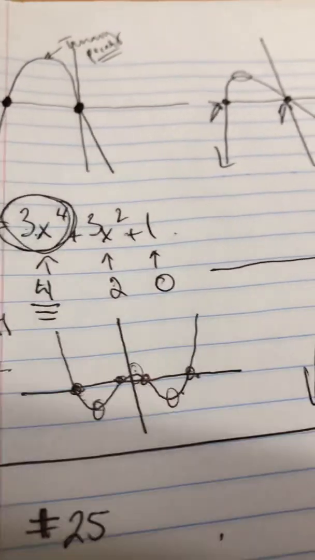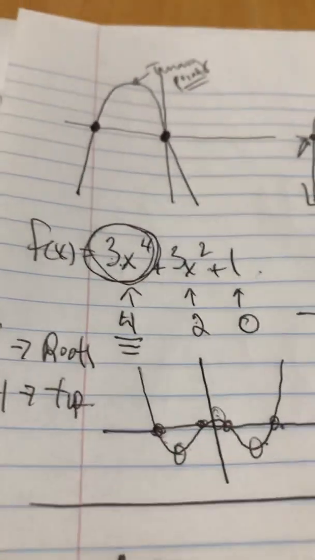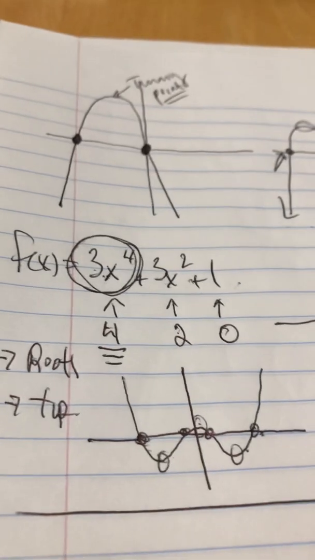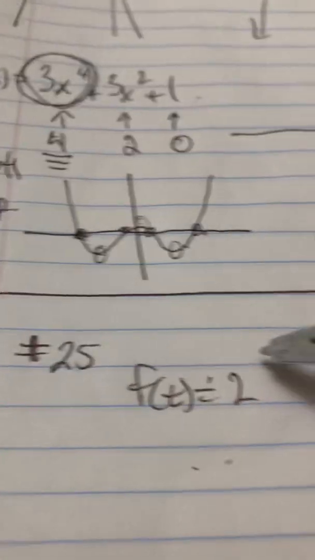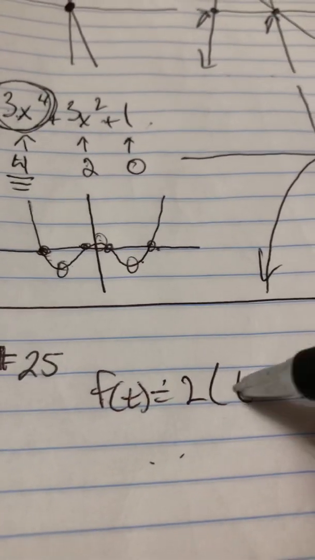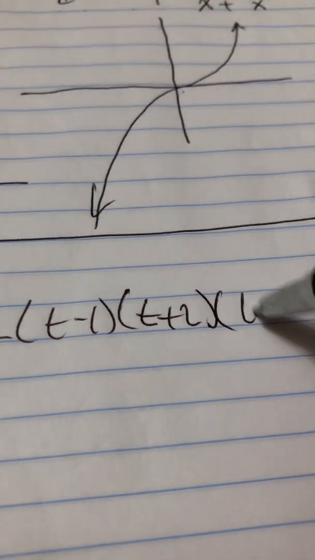Okay, so I'm going to tackle number 25 in section 5.2. I've got a minute. It says find the intercepts of the function. Okay, so you have f of t is equal to 2 times t minus 1, t plus 2, and then t minus 3.